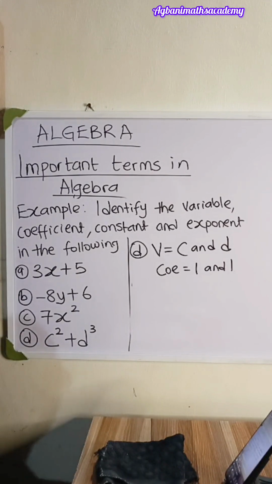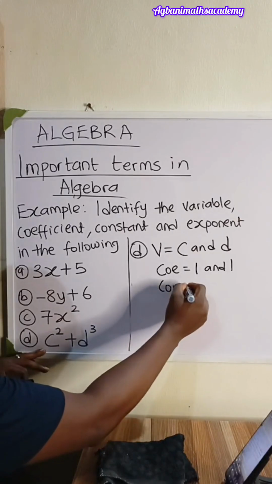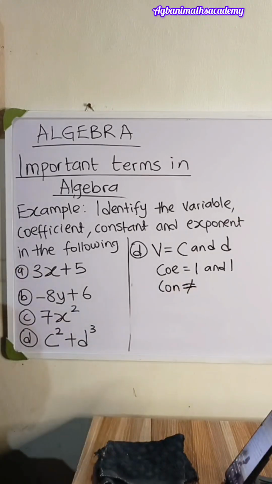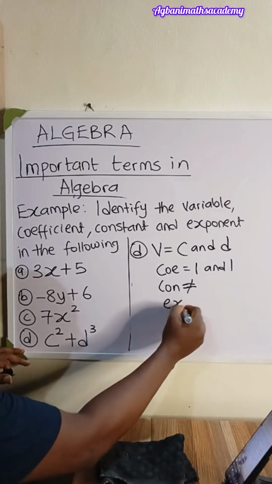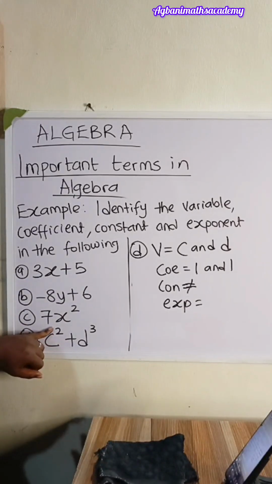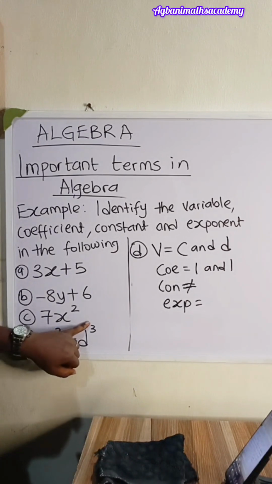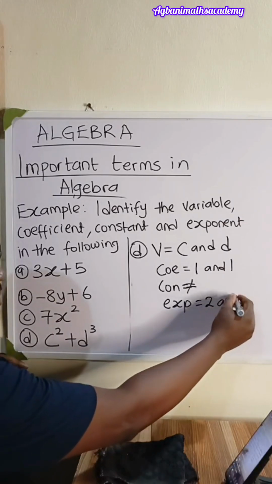Okay. And then, do we have any constant? Do we have any number without an alphabet? The answer is no. So there's no constant. Next, do we have any exponent? So here we can see that the exponent is 2. Here we can see that the exponent is 3. So that means we have two exponents, 2 and 3.